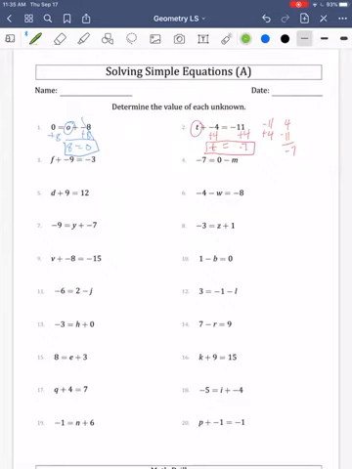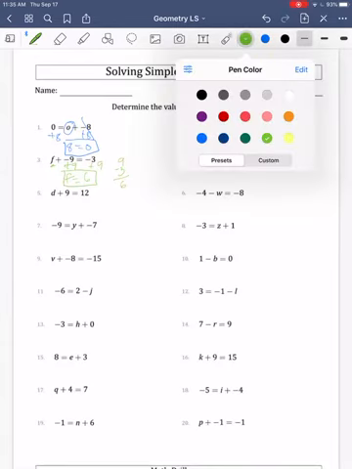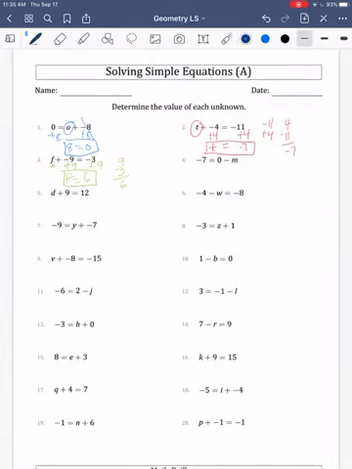All right, I'm going to switch colors again so that each one looks a little different. So number 3, we have f plus negative 9 equals negative 3. Again, we want this f to be alone, so we add 9 to both sides. And we have f equals 9 minus 3, which is the same as negative 3 plus 9, and that's 6. F equals 6. Again, I'm putting a box around my answer so that you can identify the answer for each one.